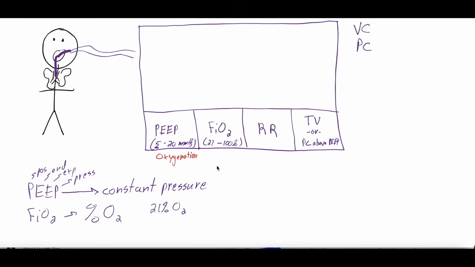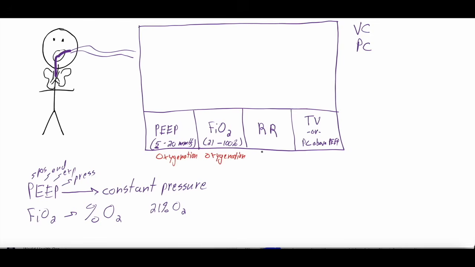Many people don't go less than 40%, but you can. There's no reason you can't. I traditionally have not seen anyone go less than 30%, but you theoretically could go all the way down to 21% or atmospheric oxygen. And this also helps with oxygenation, right? If you are hypoxic or have low oxygen levels and you have to go on a ventilator, we can increase the amount of oxygen you're getting with each breath all the way to 100%. Right, up from 21%, which is what you were breathing on room air.